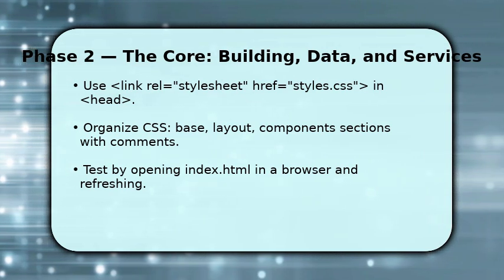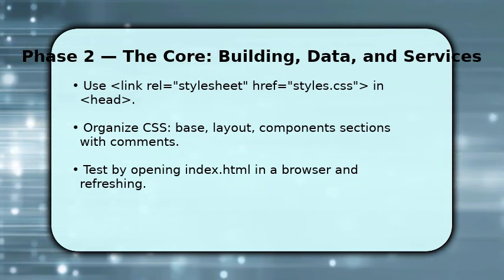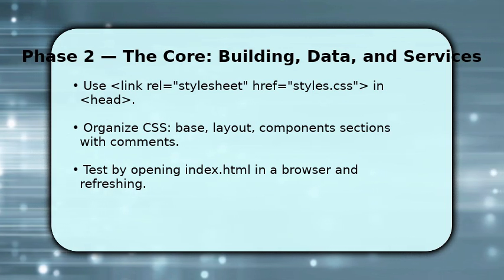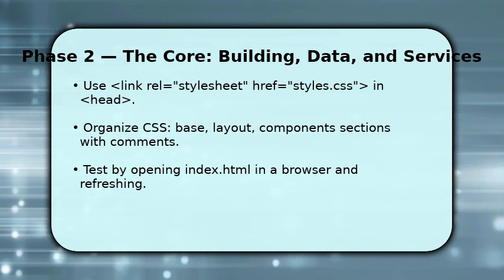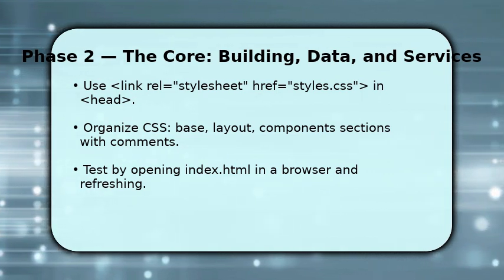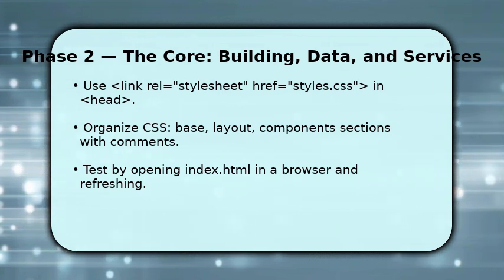Next, structure your CSS. Start with base styles like body font and colors, then layout rules such as container widths, and finally component classes for buttons or cards. Once structured, add a simple rule, body font-family: Arial, sans-serif, and save. Open index.html and refresh.